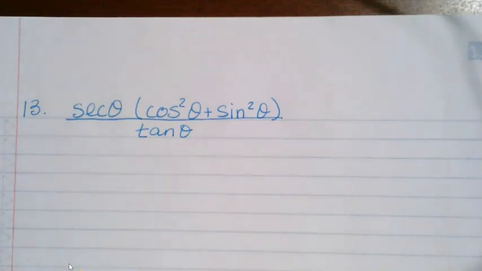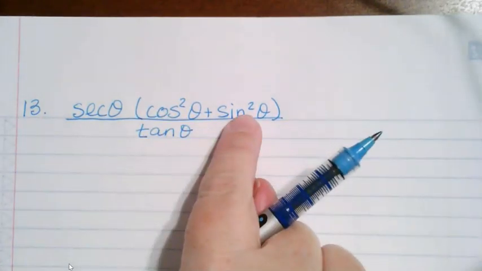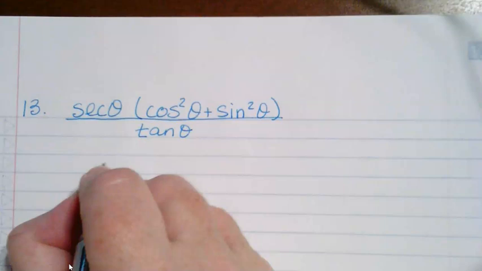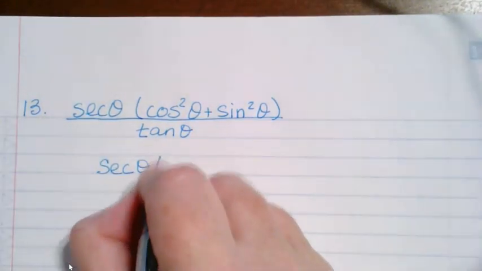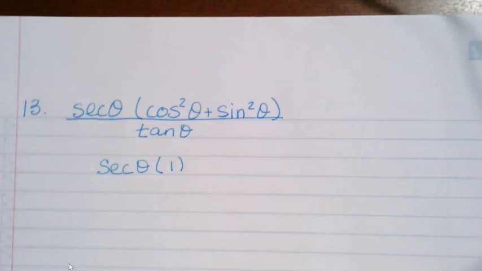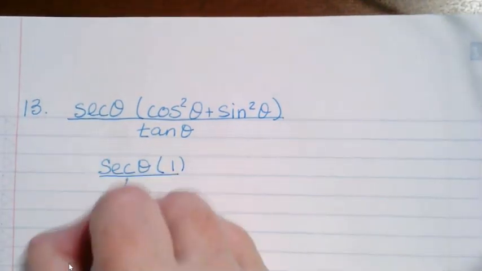Okay, here we go on number 13. We have to verify. So we see cosine squared plus sine squared. I hope at this point you're able to, and if not, look at the paper, say that that equals 1 over tangent.